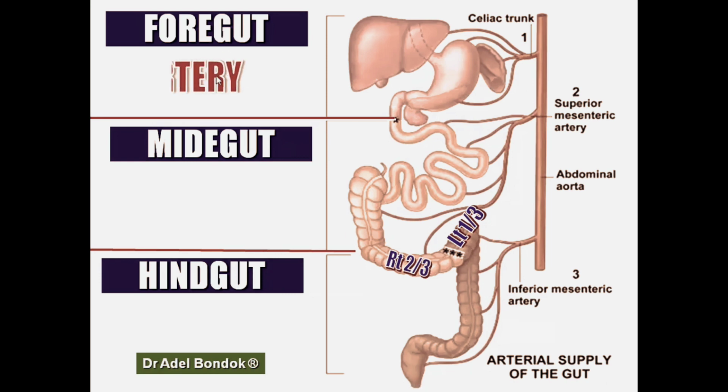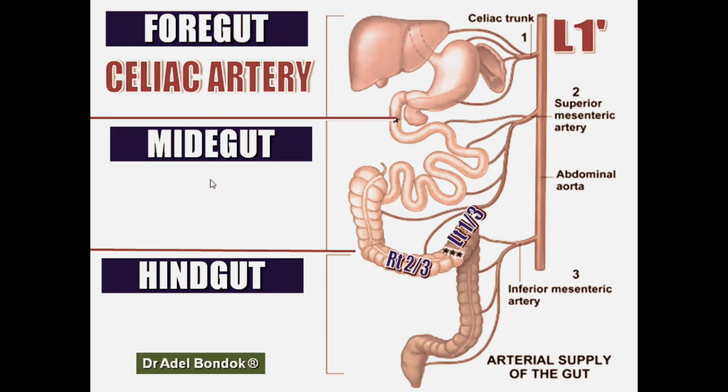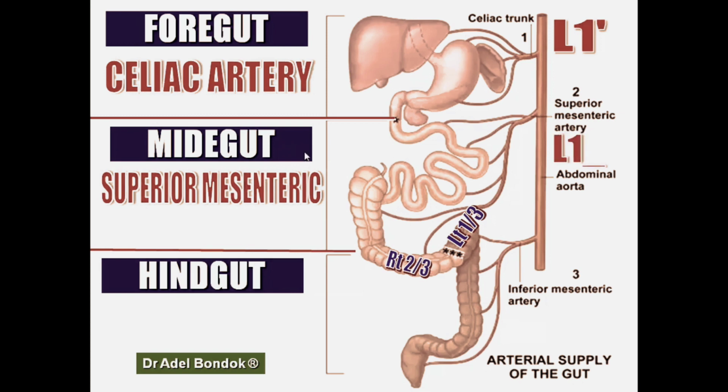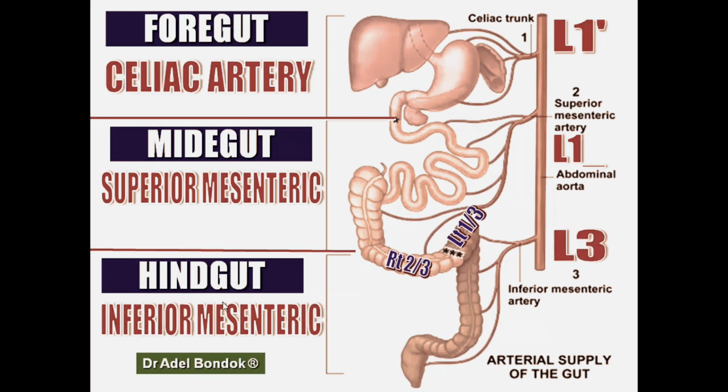The foregut is supplied by the celiac artery, which arises from the front of the abdominal aorta at the level of the upper border of L1. The midgut is supplied by the superior mesenteric artery, which arises from the front of the abdominal aorta at the level of the lower border of L1. And the hindgut is supplied by the inferior mesenteric artery, which also arises from the front of the abdominal aorta at the level of L3.